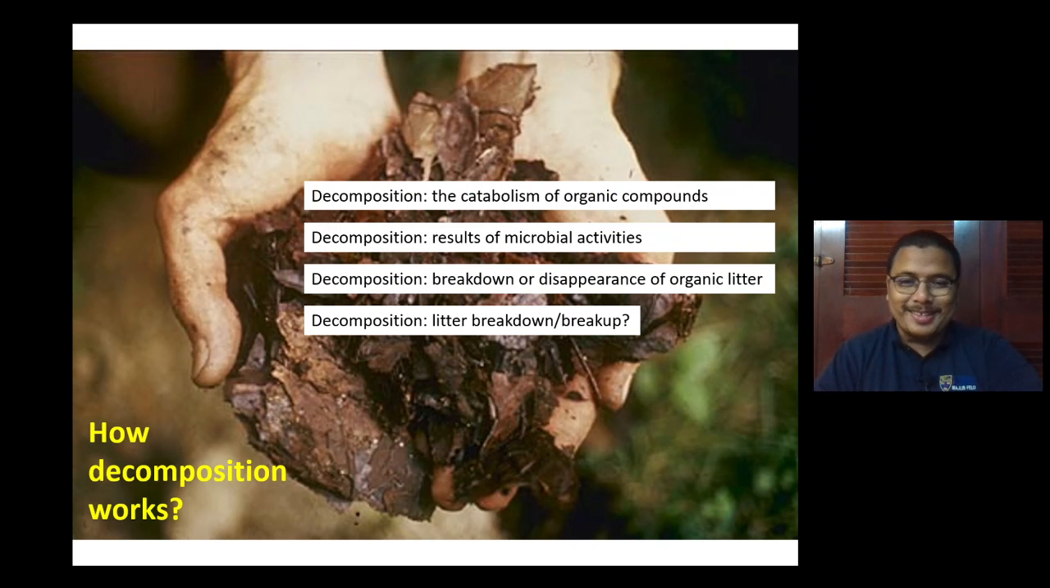So how does decomposition work? Decomposition per se is the catabolism of organic compounds in plant litter or other organic detritus. As such, decomposition is mainly the result of microbial activities. However, the term decomposition is often used more generally to refer to the breakdown or disappearance of organic litter. In that context, the decomposition of organic residue involves the activities of a variety of soil biota, including both microbes and fauna, which interact together. So the term litter breakdown has been applied to the interactive process which results in the disappearance of organic litter.